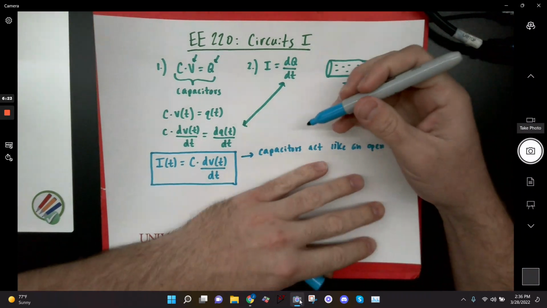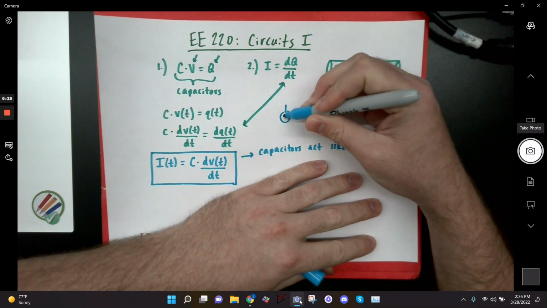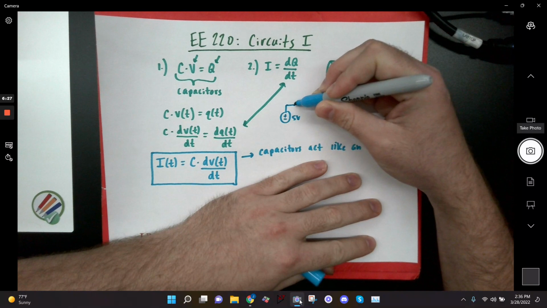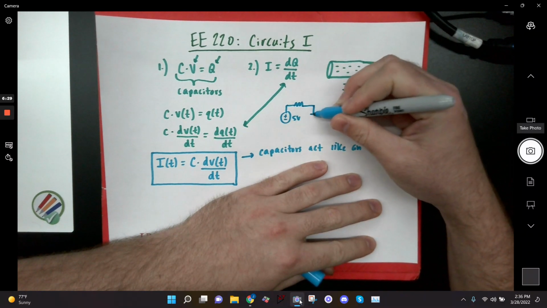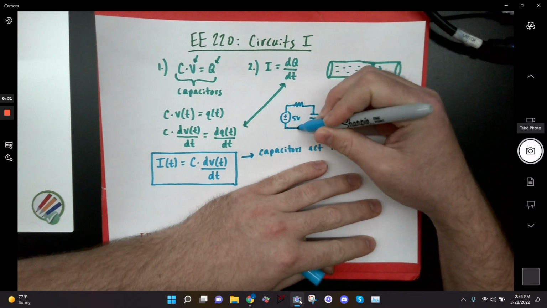So just as a quick example, if I'm sitting here with 5 volts, a resistor, and a capacitor in a DC circuit, nothing's changing.